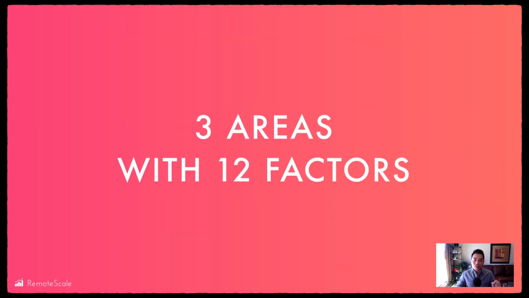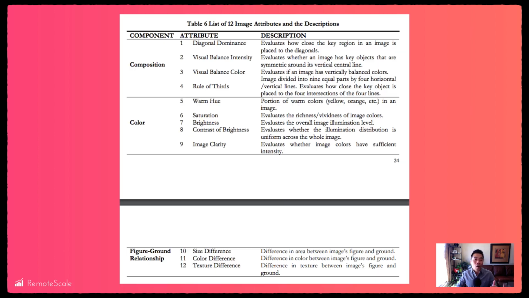The factors that we need to understand right now is that there are 12 different factors, and all of those fall into about 3 different categories, areas, and in the study they call them components. So that's what this slide is all about. We've got 3 different components: the composition, color, and the figure-ground relationship.